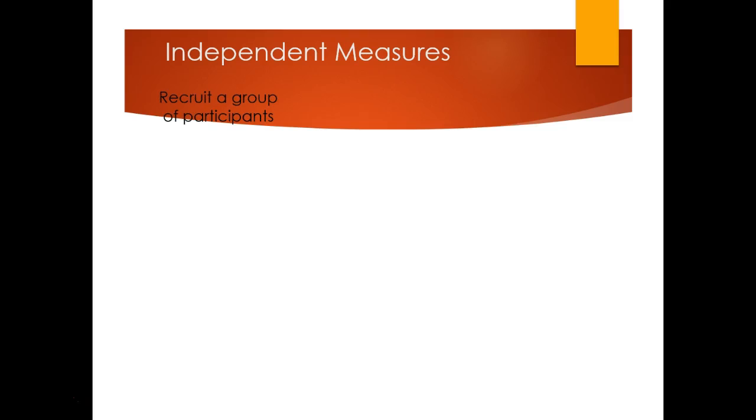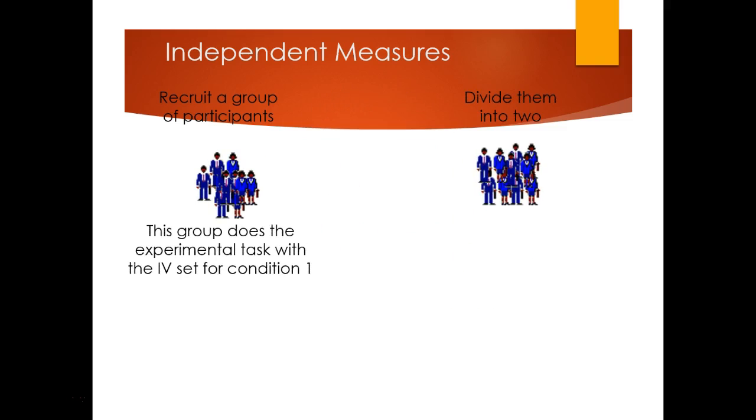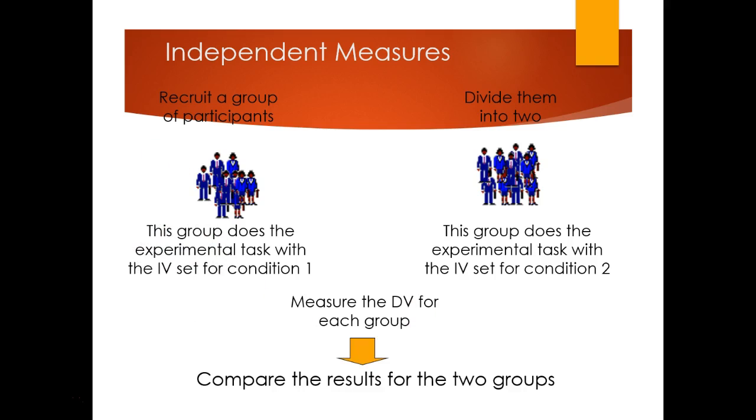So first off, you recruit a group of participants and you divide them into two. Group 1 does the experimental task and group 2 does the other IV condition. You measure the DV for each group, and then you compare those results. So this has totally different people in each group, both doing totally separate tasks.